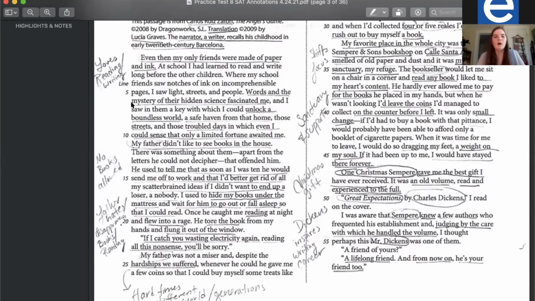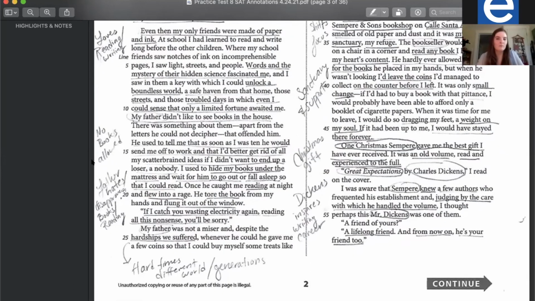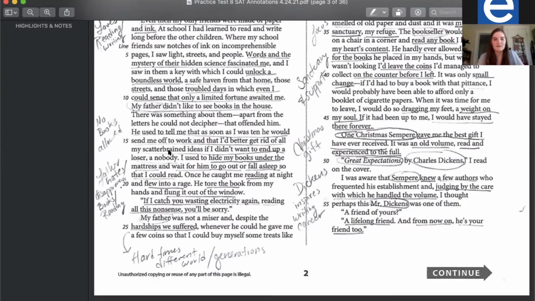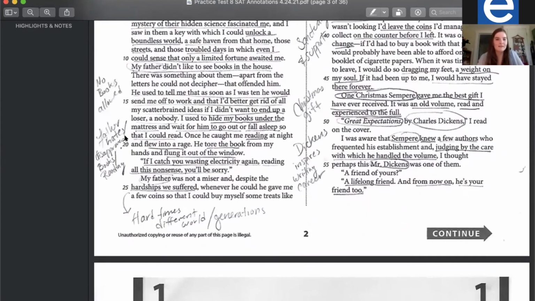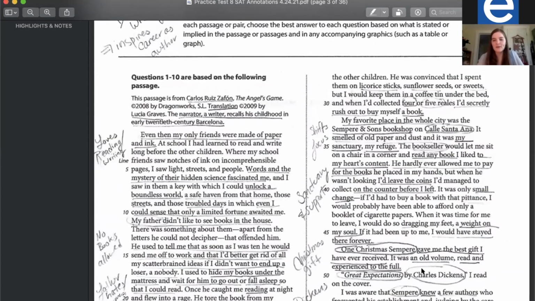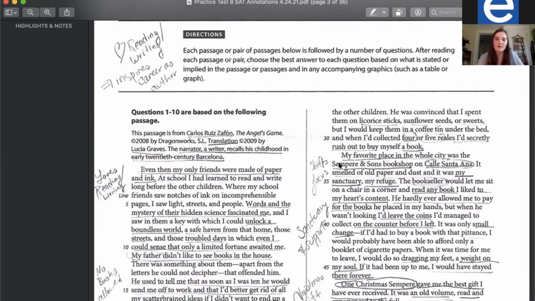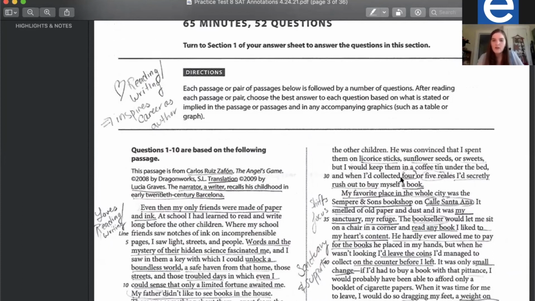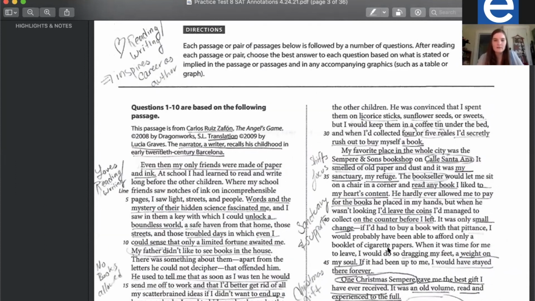Okay. So loves reading, no books allowed for the second section, where he's talking about his father, hates, disapproves books, reading, hardships, so kind of hard times, different generation views. I've circled things like Christmas in Pere, and Charles Dickens, Great Expectations. I should have circled Sampere and Sons, and actually I did. And then it's just not showing up there. And then circling numbers.